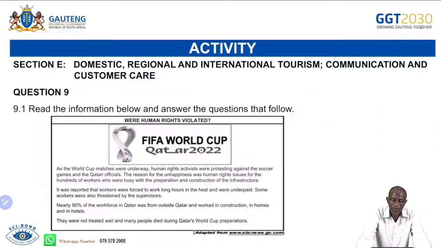One more activity, it's assessed in section E again of the national paper, question 9, and it's 9.1. Read the information below and answer the questions that follow. Were human rights violated? The FIFA World Cup Qatar 2022. As the World Cup matches were underway, human rights activists were protesting against soccer games and Qatar officials.